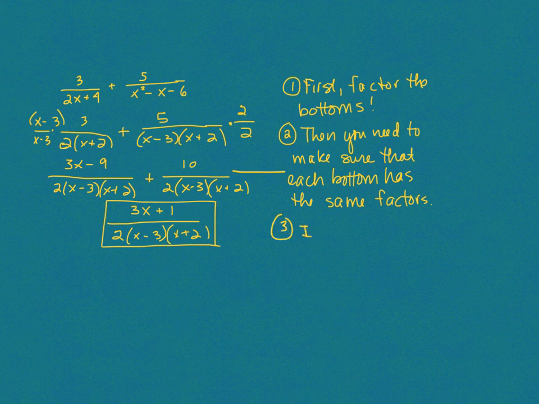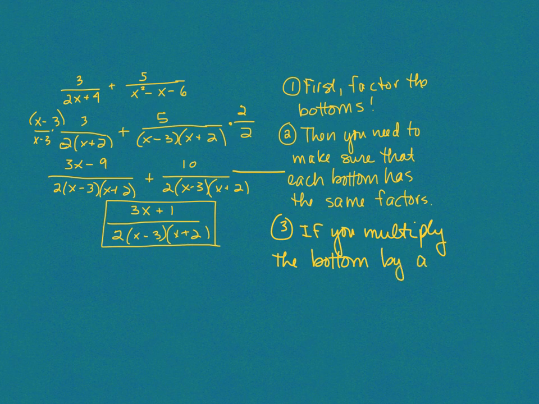Then you need to fix it. And you're going to fix it by multiplying each fraction by some form of 1. So again, you're looking to see what you need to supplement to each denominator. But if you multiply the bottom by something, you have to do the same thing to the top.